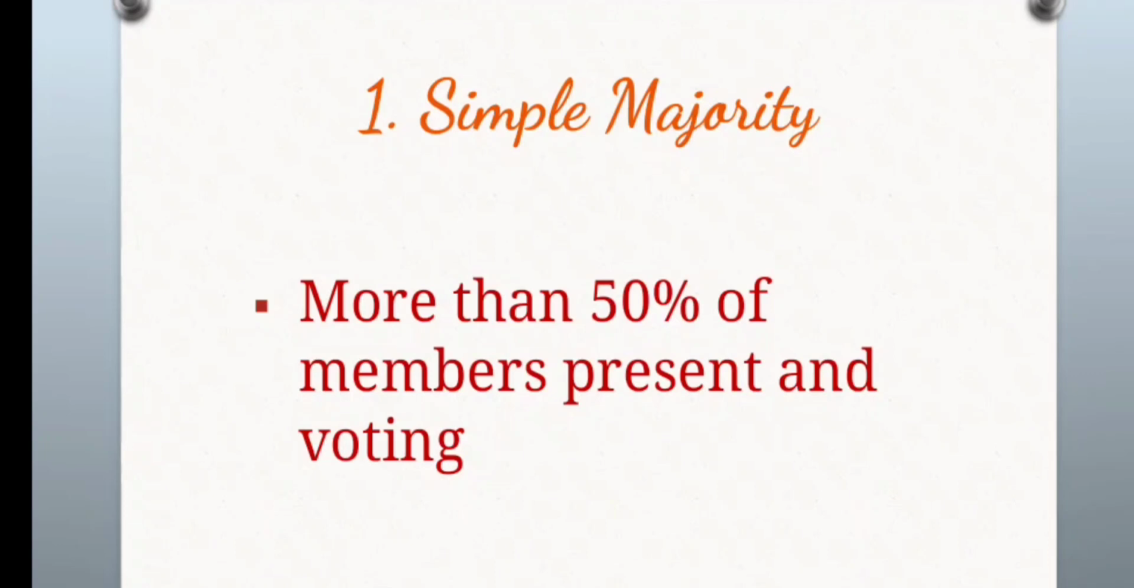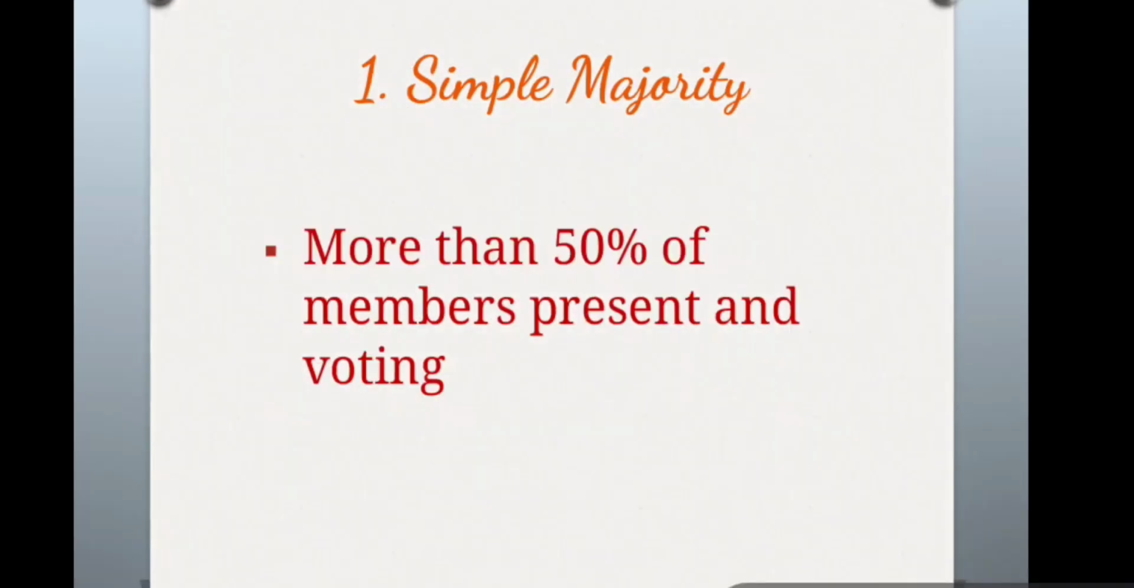Let's see what is simple majority. Simple majority means more than 50% of the members present and voting in the house. It is also known as functional or working majority. This is the most commonly used type of majority. When the law does not specify the kind of majority needed, a simple majority is used for passing bills or motions. Let's make it more clear.